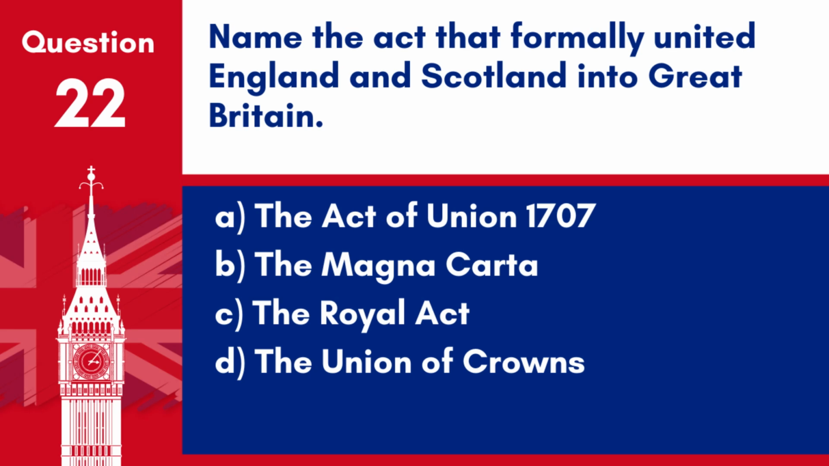Question 22. Name the act that formally united England and Scotland into Great Britain. A. The Act of Union 1707. B. The Magna Carta. C. The Royal Act. D. The Union of Crowns. Answer A. The Act of Union 1707. The Act of Union 1707 formally united England and Scotland into Great Britain.